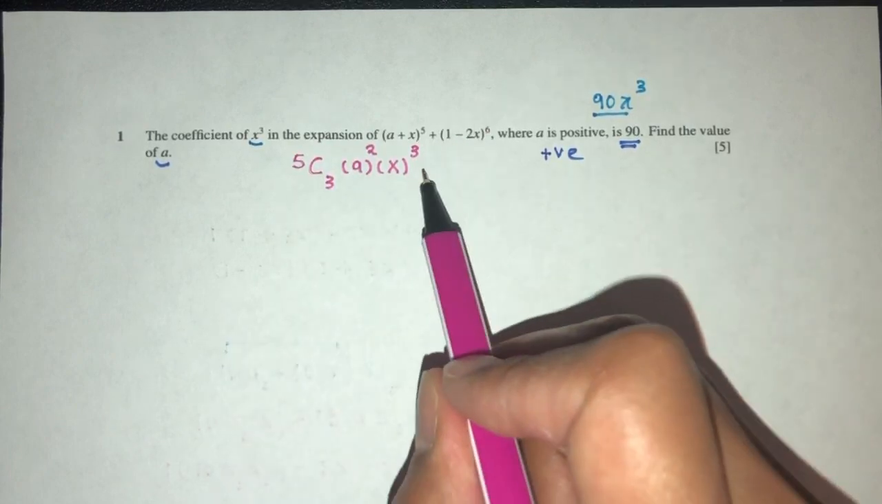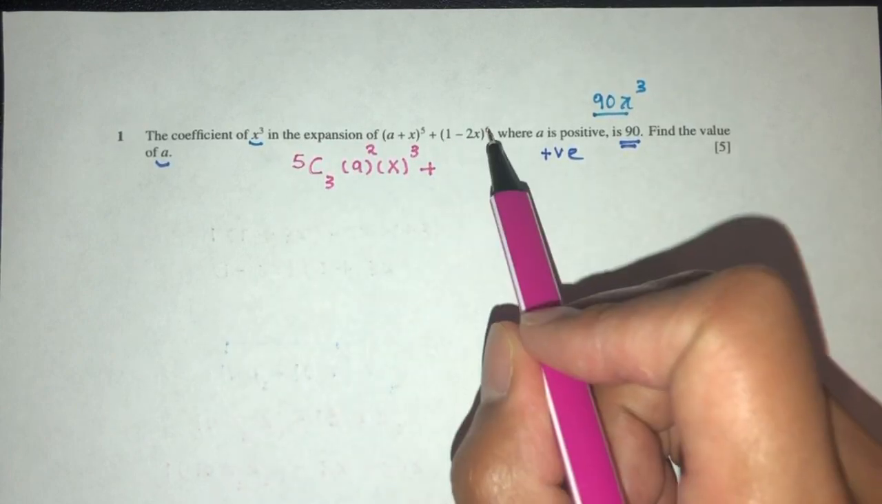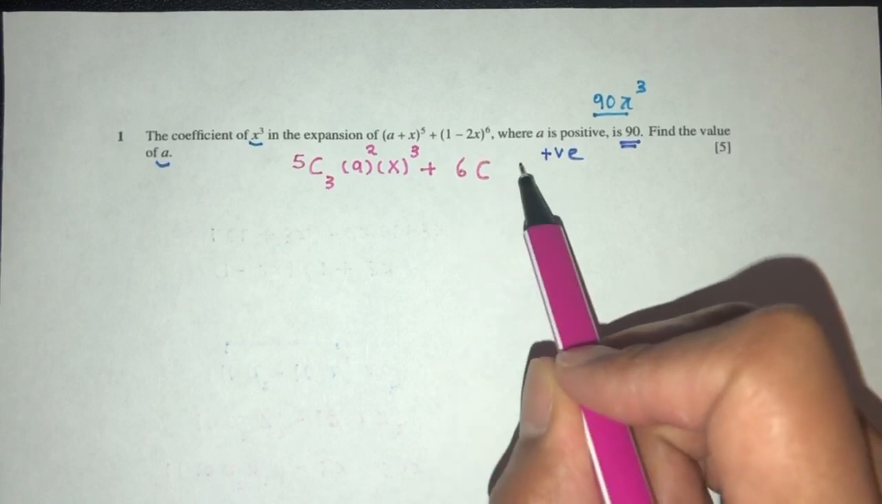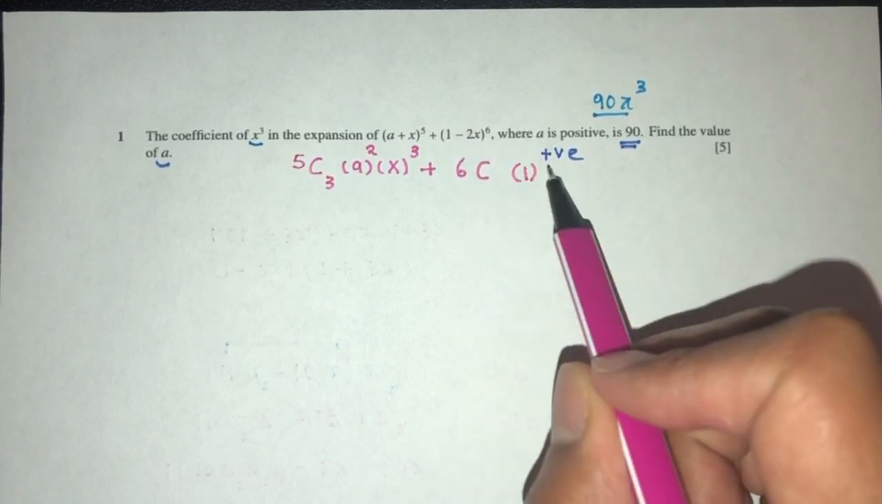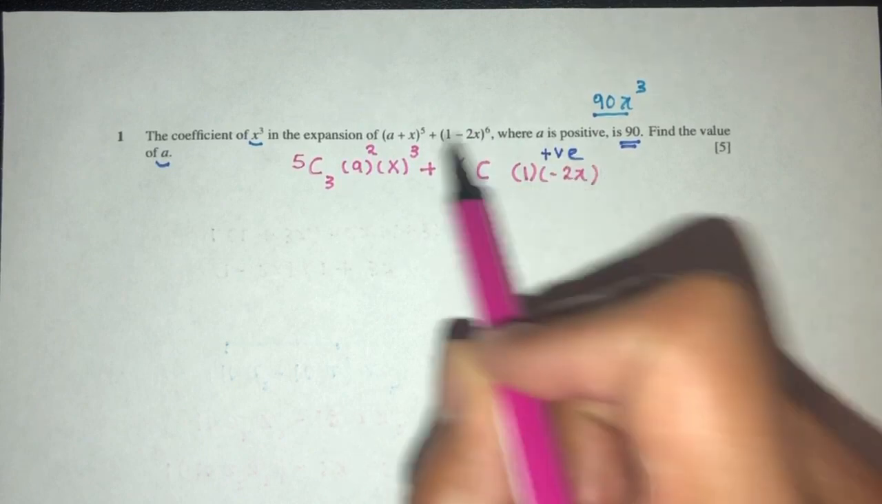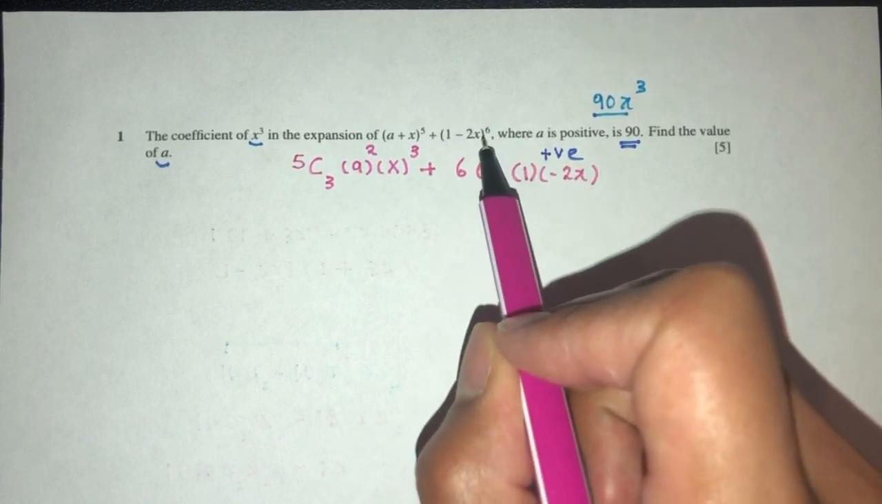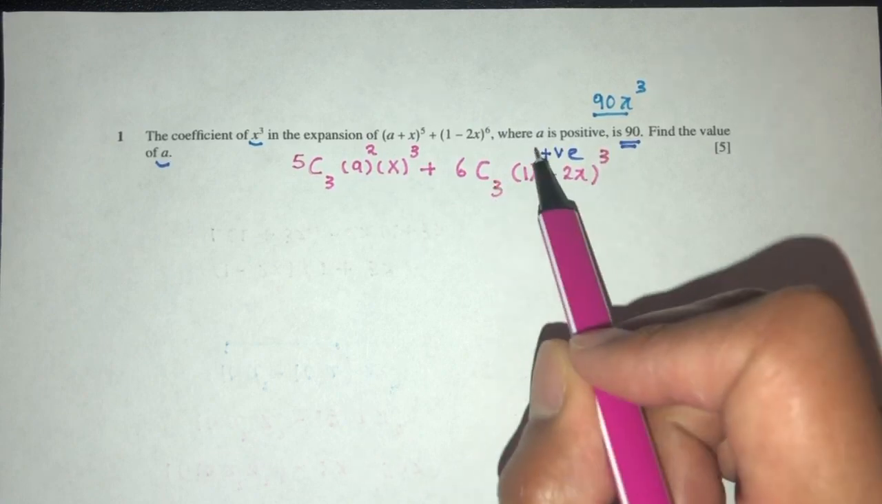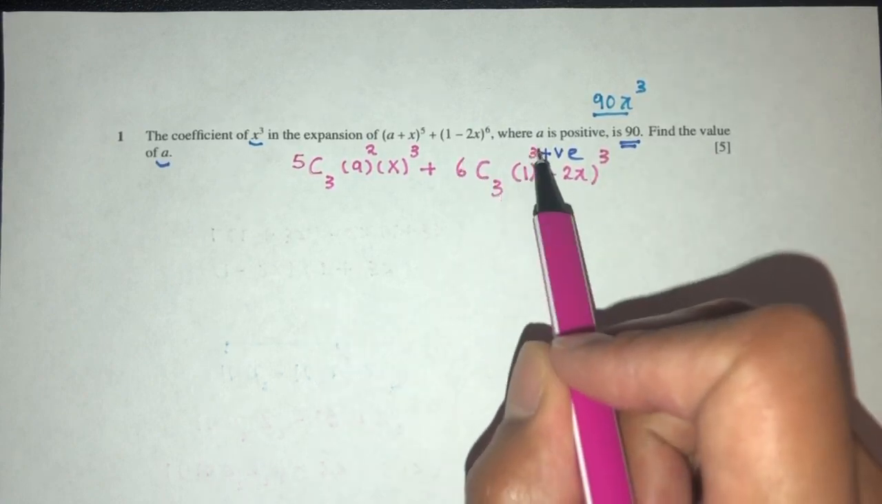Now for this one, plus here. Again, same steps. Here we have 6 choose something. We don't know yet. Here we have 1, and here we have minus 2x. Now for this one to become x cubed, we have to have cube here. This will be 3, and that will be 3 as well. 6 minus 3 is 3.